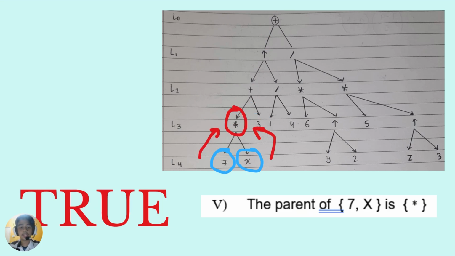Last but not least is parent. As we know, you need to look at the children first based on the notes. So the parent of 7x is asterisk, which is correct in this quiz. So I think that's all from me. Thank you very much.